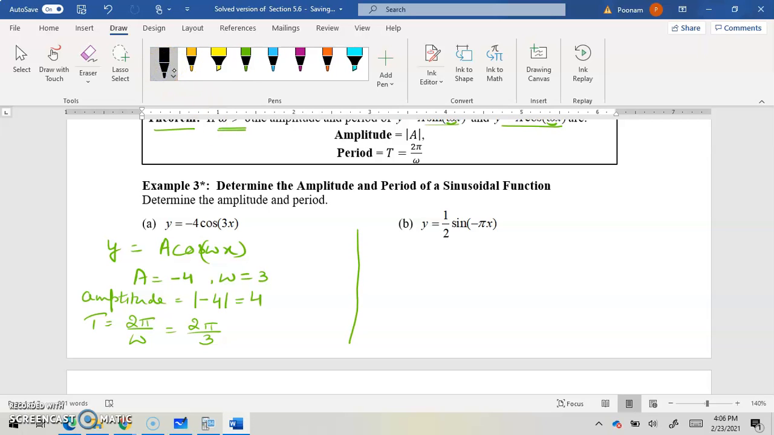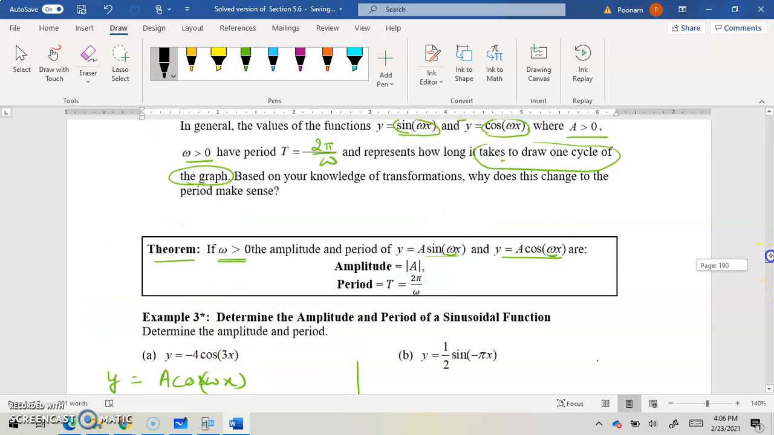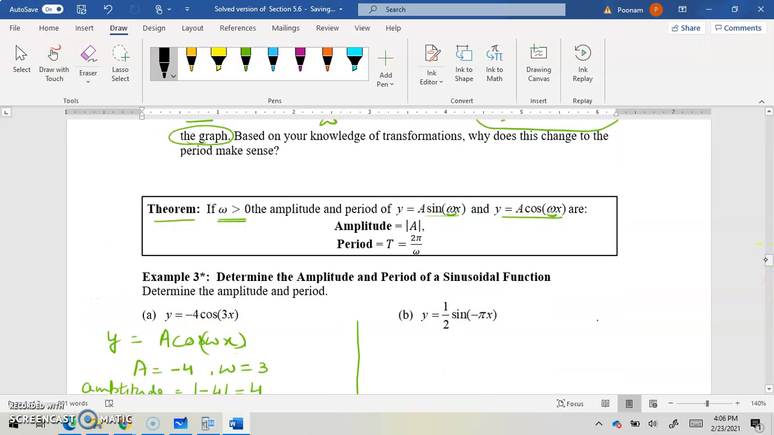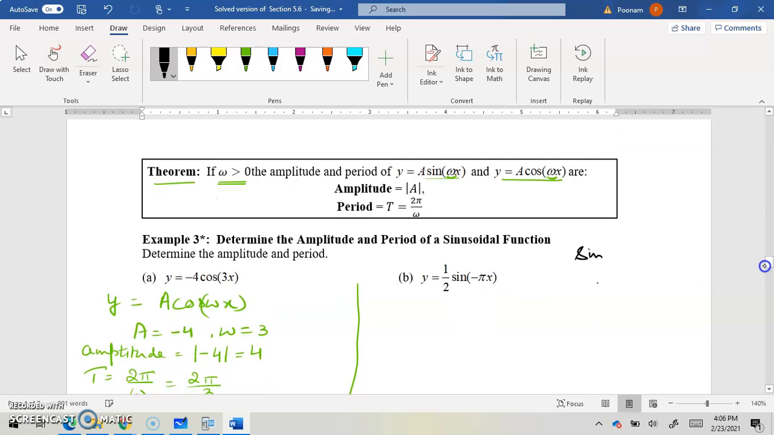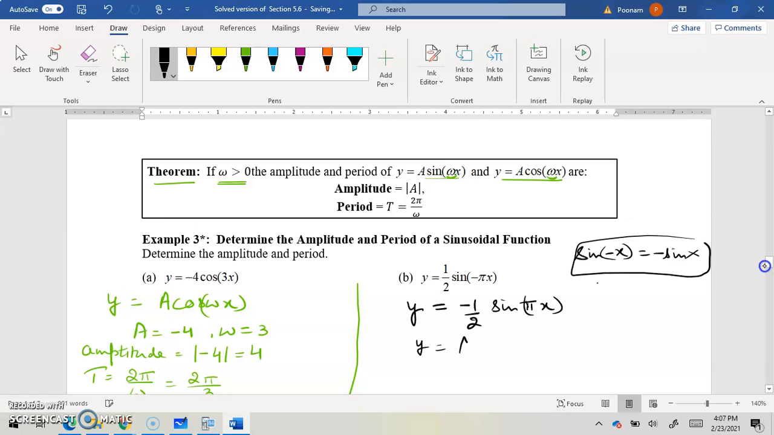Let's look at this second part. y is half sin of -pi x. Now see, this theorem applies when omega is positive. In this case, omega is not positive. So we can apply our even and odd rule. We know that sin of -x is negative sin x. Sine x is an odd function. That means this can be written as -half sin pi x. The negative can be taken out. Now compare this to a sin omega x.